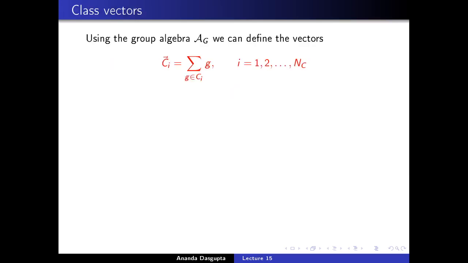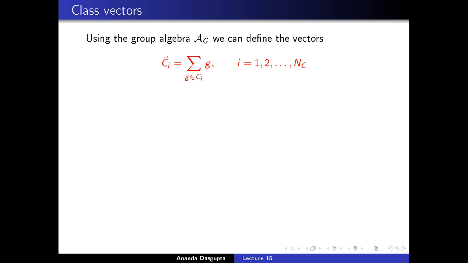So the way in which we define a class vector is simply, we add up all the group elements belonging to a particular class and this gives us the ith class vector, C_i. Here i runs from 1, 2 all the way up to the number of classes. So you have one class vector for each class.